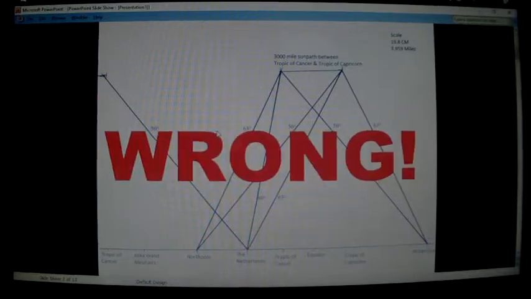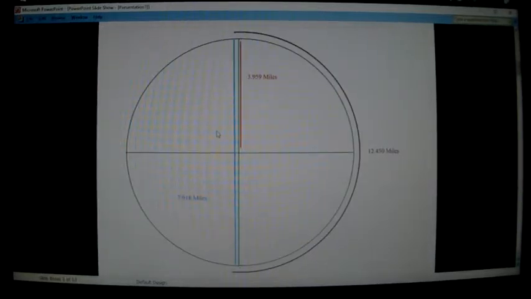So in that video I used this picture, and in this picture I claim the North Pole and the South Pole are 3,959 miles apart. Basically everything about this picture is wrong. The scale is wrong, the distances are wrong, the sun angles are wrong, it's completely wrong. I used the radius of the Earth, 3,959 miles, and I shouldn't have used it.